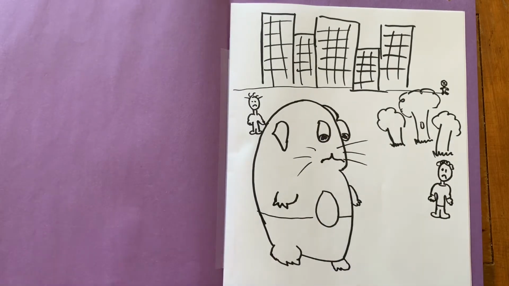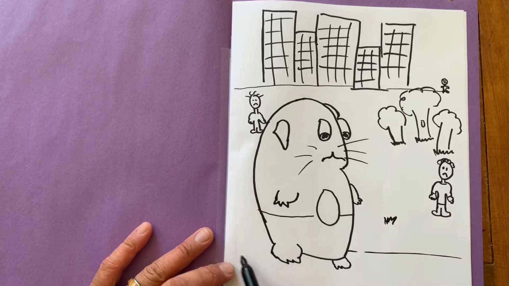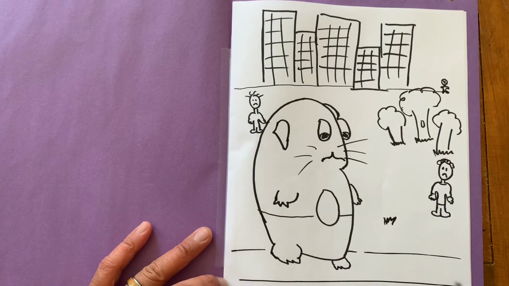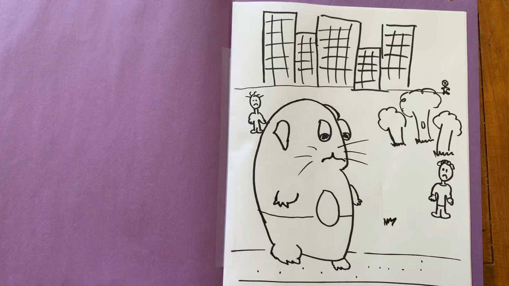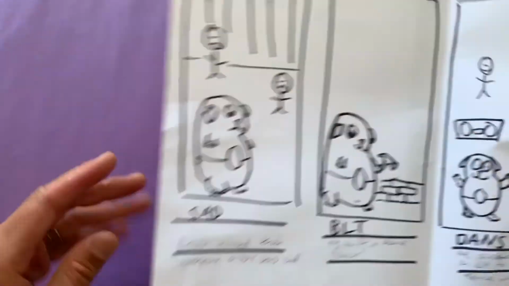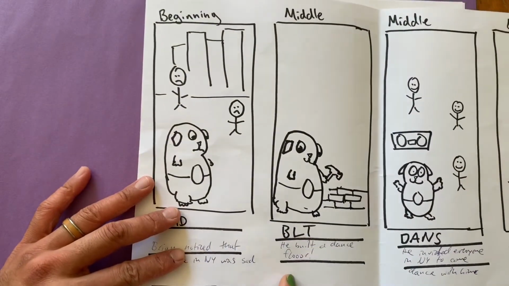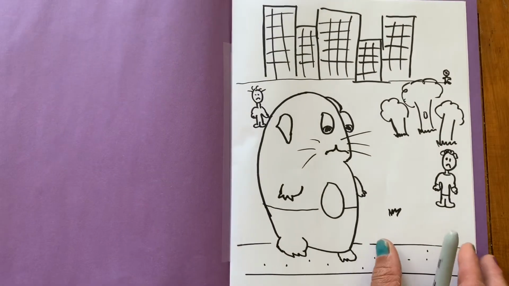And I'll even go ahead and add a few more things, maybe some grass that he's walking on, maybe like a nice little path, like a sidewalk that he's walking on. There we go. So that is a much more detailed drawing than the one I had on my storyboard. So let's go to the middle where he built a dance floor.